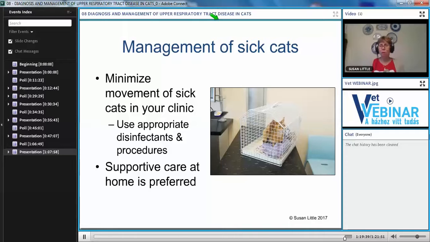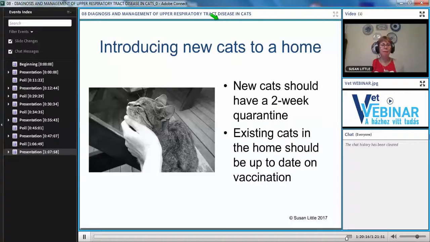We also want to prevent transmission from cat to cat. So if a sick cat comes into your clinic, remember you need an appropriate disinfectant, and you want to minimize contact of that sick cat with areas of your clinic. We would move that sick cat, for example, out of your waiting room pretty quickly and into an exam room. If they have to be hospitalized for treatment, we would want them in an isolation area. And if they can be treated at home instead of in your clinic, that would be preferred to minimize, especially calicivirus. Remember, it will persist in the environment. So we want to think about that cat-to-cat transmission.